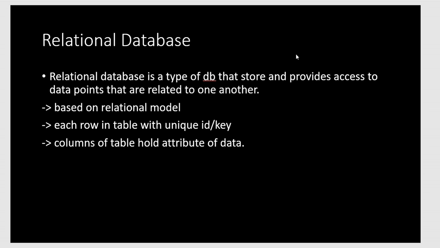And what exactly is meant by a relational database? A relational database is a type of database that stores and provides access to data points that are related to one another. It means the relation between each and every data. Tables are stored with relationships based on relational models only. Each row in the table has a unique ID key value. When you store particular data, it will contain the unique key. It is very necessary and important to store unique values. And the columns of the table hold the attributes of the data. So the remaining columns store the attributes of the data. That data is very important to store in the database.